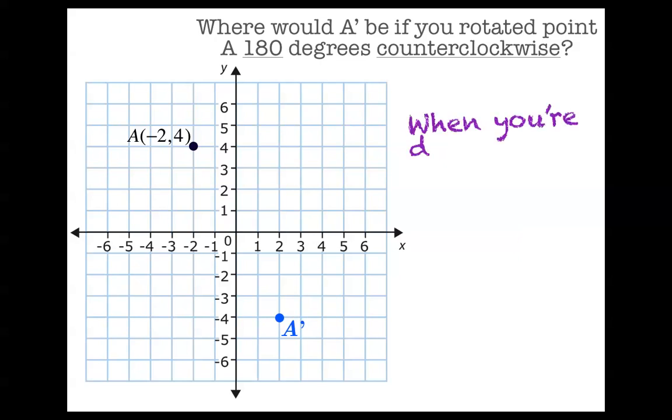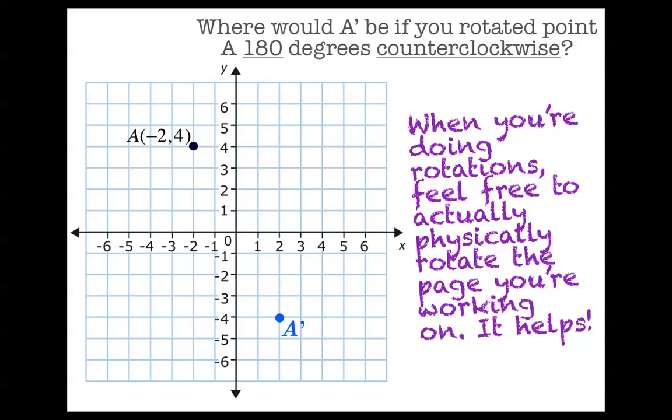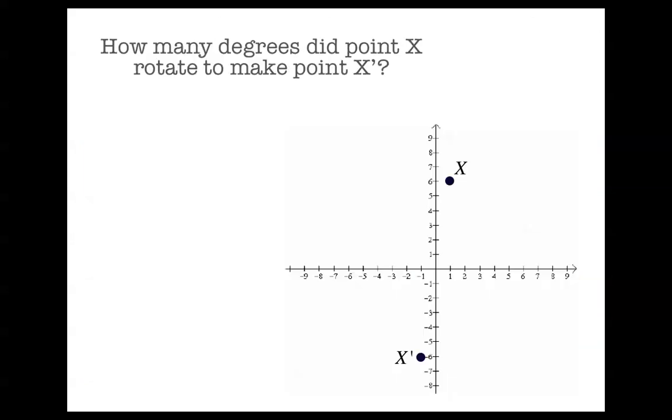What's going to really make this easier is when you do this on your own, if you actually physically move your page and turn your page or spin it around, it'll really help you see where these rotations end up. And that's pretty much all we need to say, except sometimes you're going to have to identify the number of degrees. So on this one, you can notice it goes from that quadrant to that quadrant to that quadrant, which would be two 90-degree rotations. So it would be a total of a 180-degree rotation. Pretty easy, right? All right, that's all we got to do.